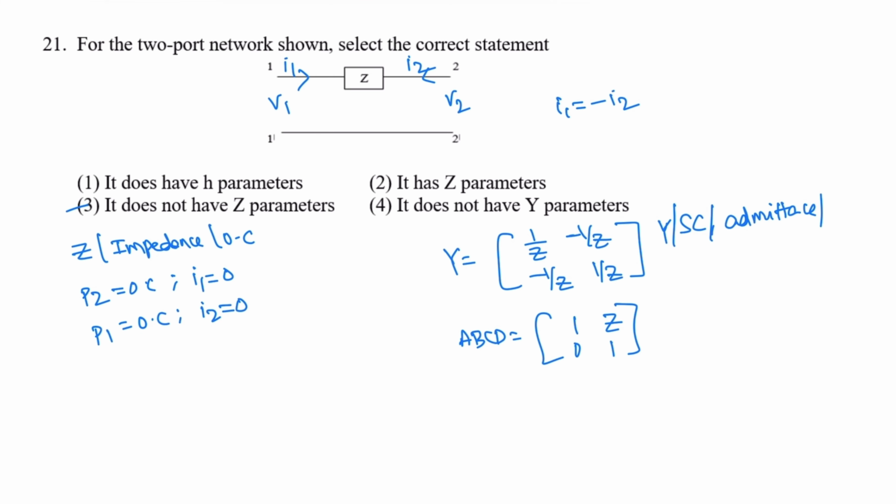It doesn't have Z parameters, because if port 1 is open circuited, current in port 2 will become 0. If port 2 is open circuited, current in port 1 will become 0. Hence, these Z parameters are not applicable for a series element. So the correct option is 3.